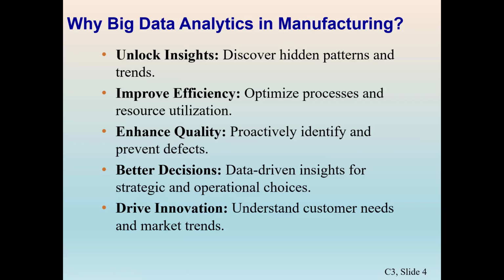Predictive maintenance also can be one of them, and also enhanced quality control. As we said, this will proactively identify and prevent defects. To optimize supply chain management also is possible. So, for example, analyzing data related to suppliers, logistics, and demand patterns will help optimize the supply chain line. Also, this can lead to better inventory management, reduced lead times, and also improved responsiveness to market changes.